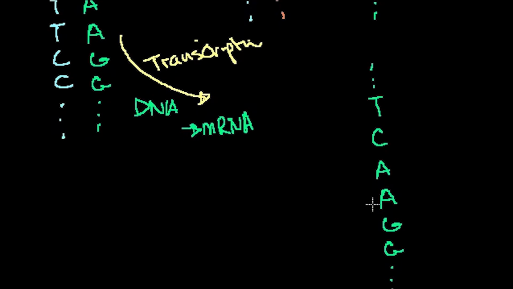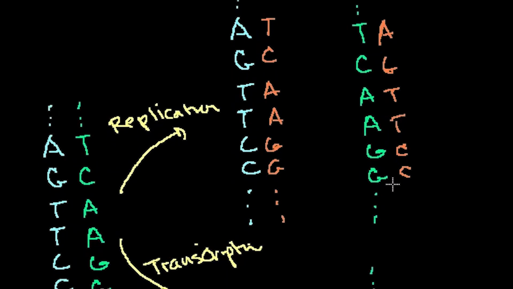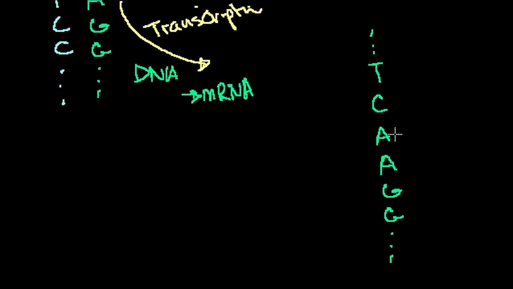Now, what happens is instead of having deoxyribonucleic acid nucleotides pair up with this DNA strand, you have ribonucleic acid or RNA pair up with this. And I'll do RNA in magenta. So the RNA will pair up with it.